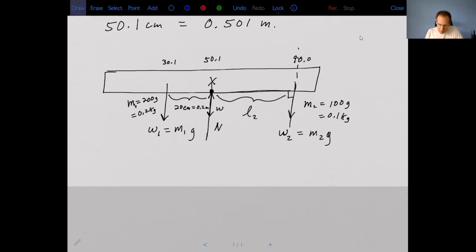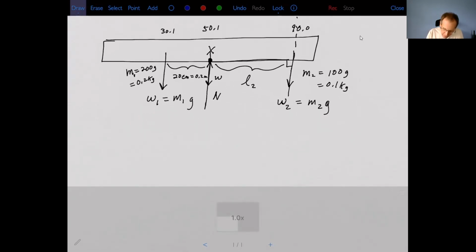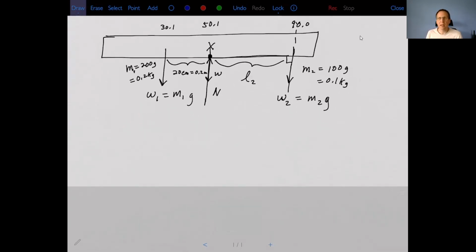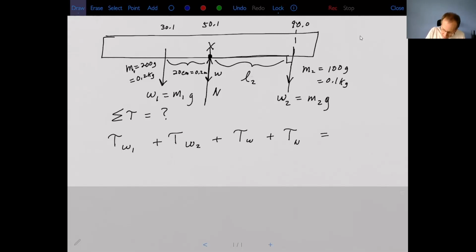So what I want to do now is calculate the torque due to each of those forces, and add up all the torques. So basically I'm doing the sum of the torques, and I want to see what I get. This is what I mean by trying to verify the second condition for equilibrium. So I have a torque due to weight 1. I have a torque due to weight 2. I have a torque due to the weight of the meter stick, and I have a torque due to the normal force, right? I have 4 forces, so 4 torques. And I want to see what I get.